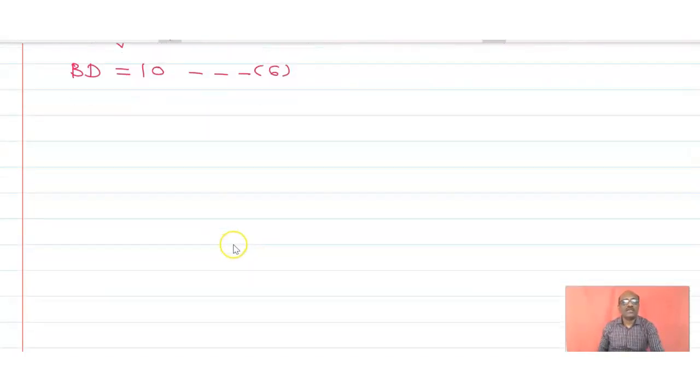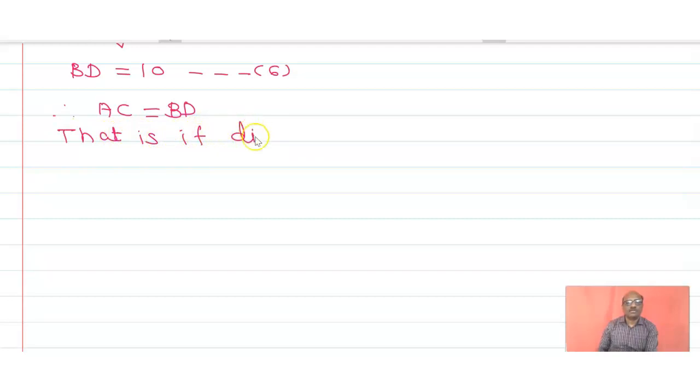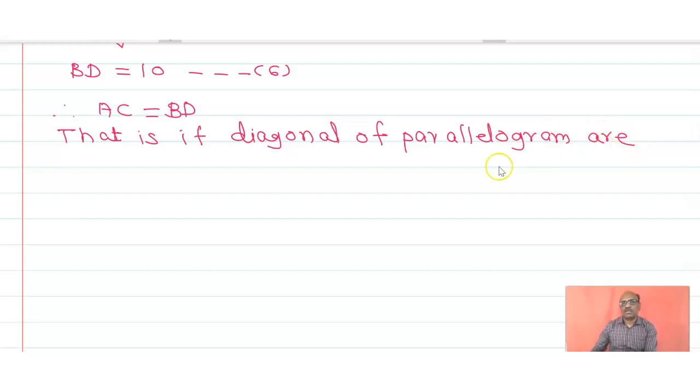Now what's happening? The diagonals are congruent. Therefore, here AC is equal to BD, that is, the diagonals of the parallelogram are congruent.